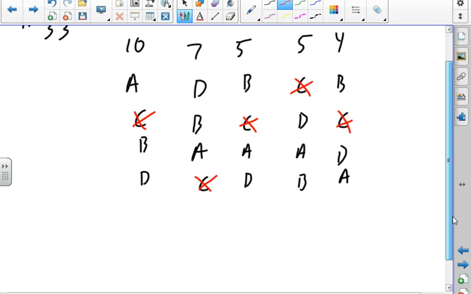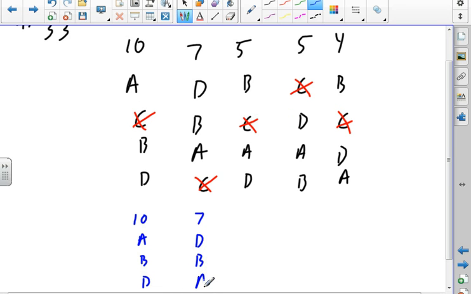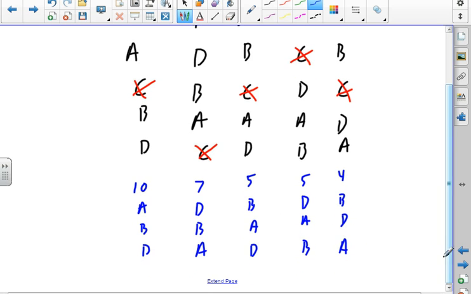Rewrite my chart. A, B, D; D, B, A; B, A, D; D, A, B; B, D, A. B has 9, D has 12, but no one has a majority yet.